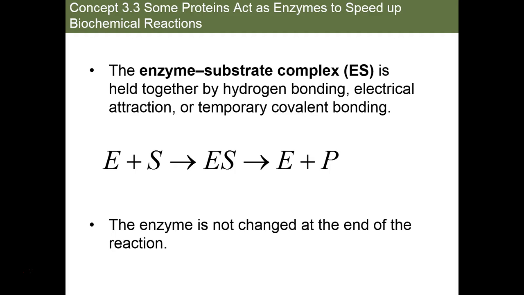Together, the substrate and enzyme make up what is known as the enzyme-substrate complex, also abbreviated as ES. This complex is held together by hydrogen bonds, electrical attractions, or temporary covalent bonding. You can see from the equation that E is the enzyme and S is the substrate. When they bind together, they make ES, or the enzyme-substrate complex. At the end of the reaction, the enzyme is unchanged, and a product P is produced.